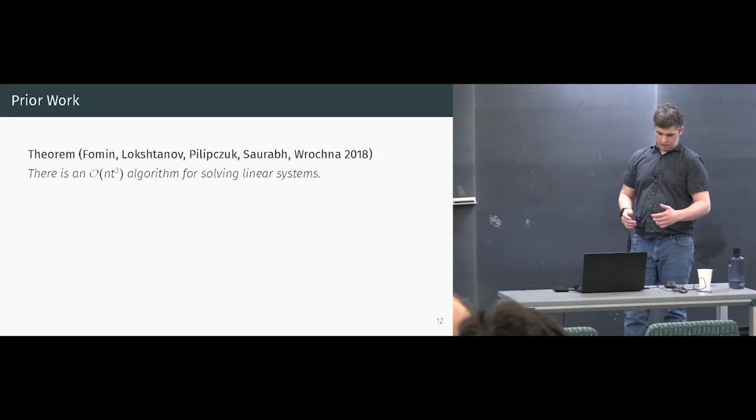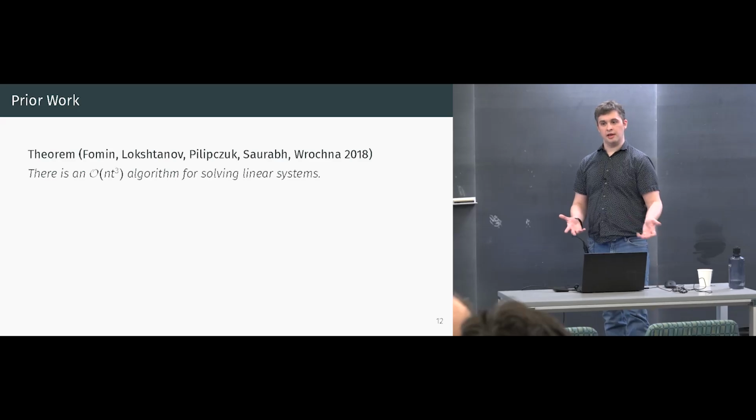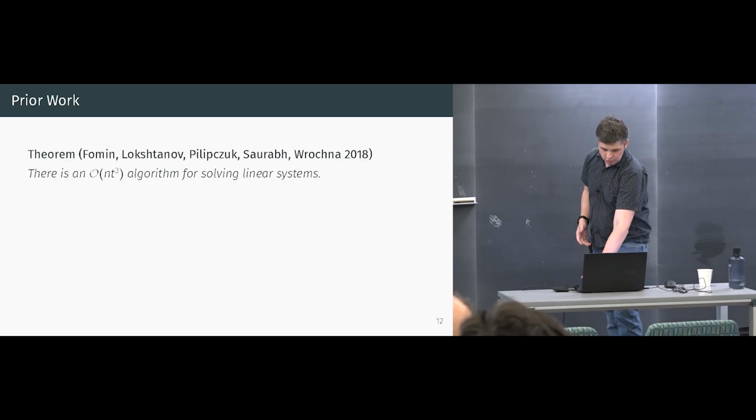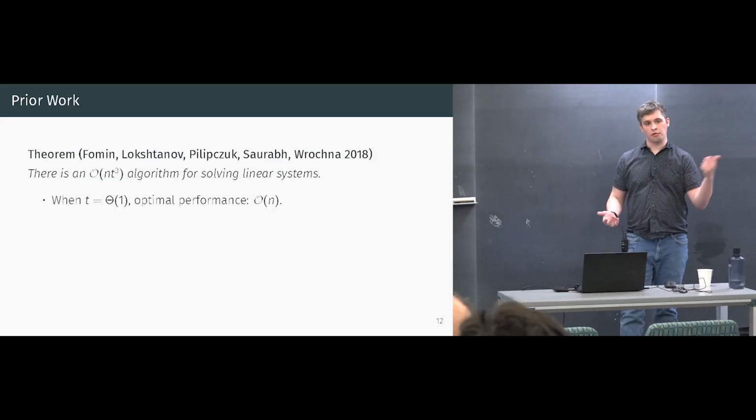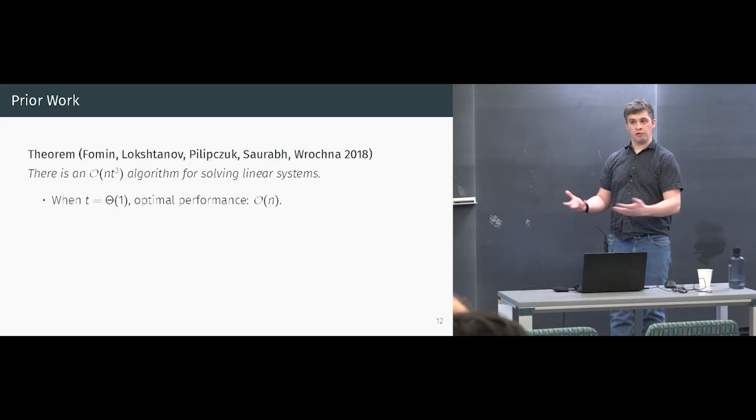So is this a good result? Is this the right runtime for the problem? Well, it's polynomial in n and t. That's a good start. And linear in n. So if the tree width happens to be a constant, like in that tridiagonal case we saw, then you get the optimal performance. So it's recovering that algorithm.